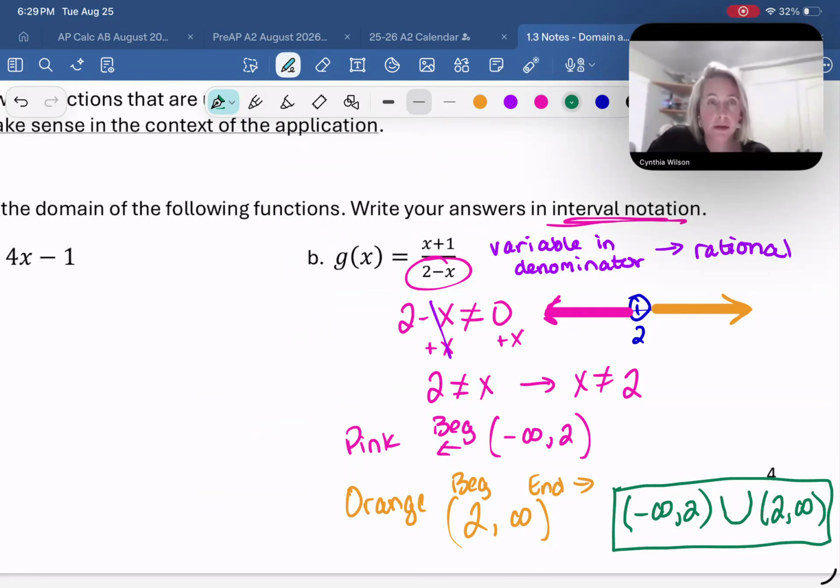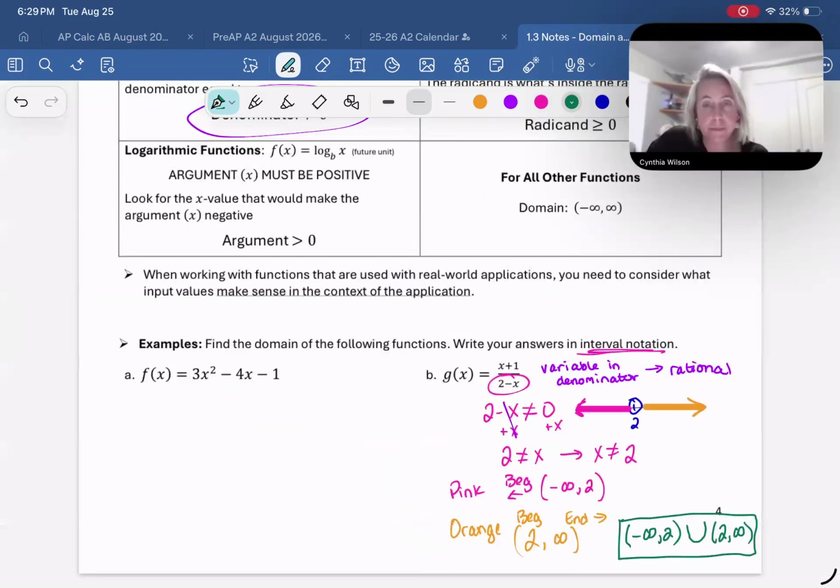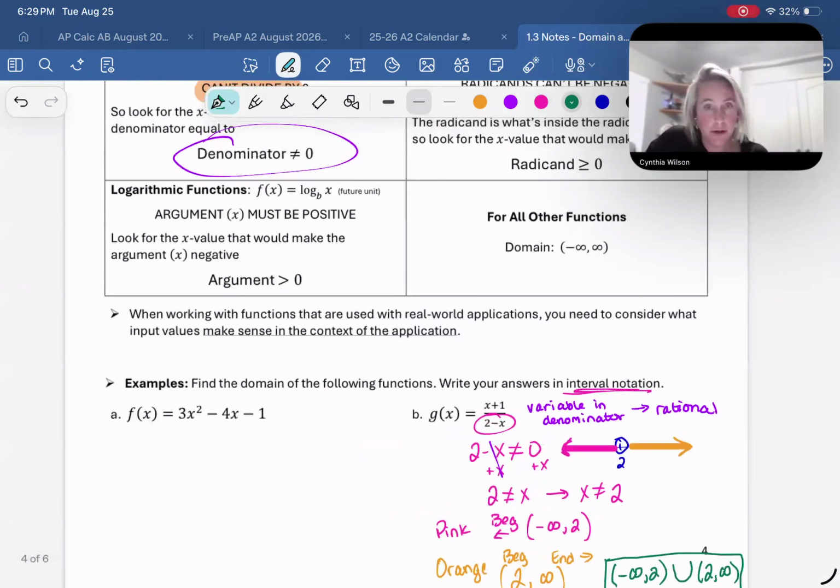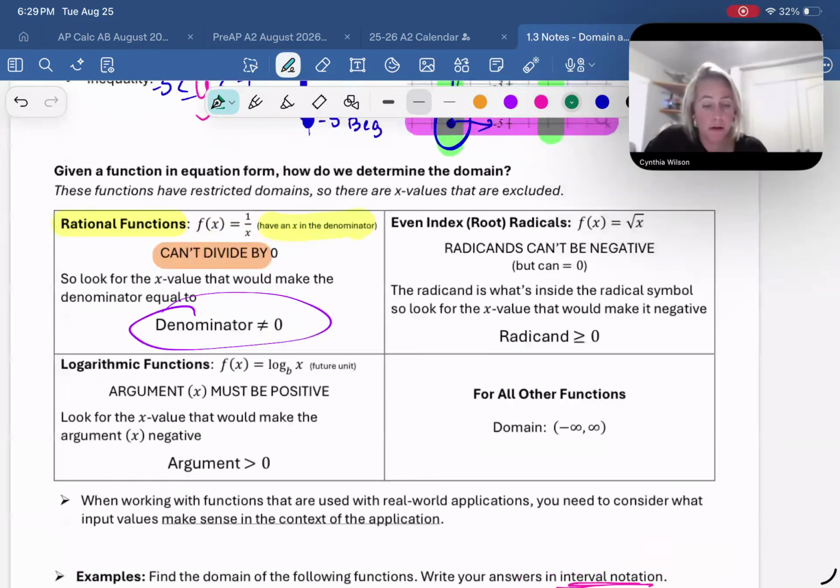Okay, I'm literally throwing you to the fire on this one. Sorry. Okay. Next one.